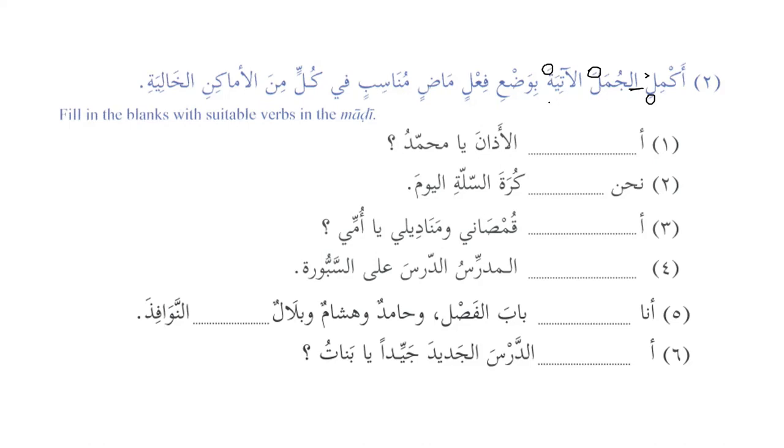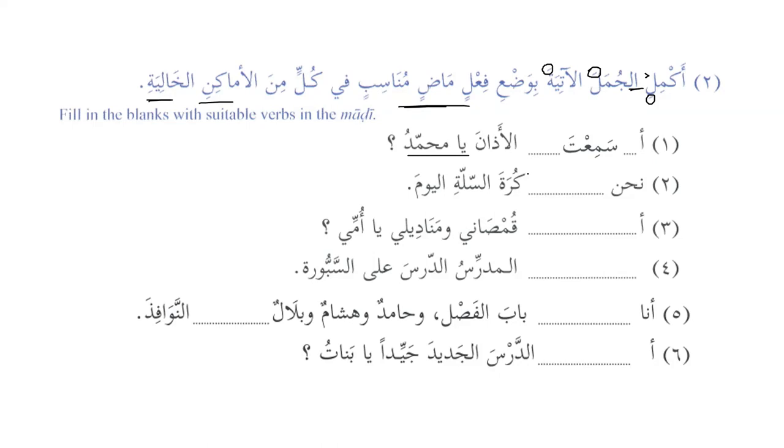أكمل الجمل الآتية بوضع فعل ماض مناسب. By putting the suitable past tense في كل من الأماكن الخالية in each of the following blanks. So we have to basically fill in the blanks by putting the suitable past tense, as we can see over here. الأذان يا محمد. So سمعت الأذان يا محمد. Oh Muhammad, did you hear the أذان?